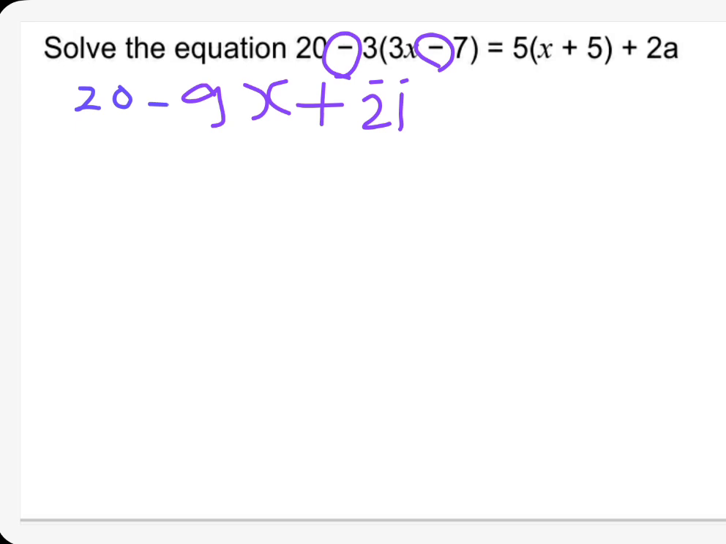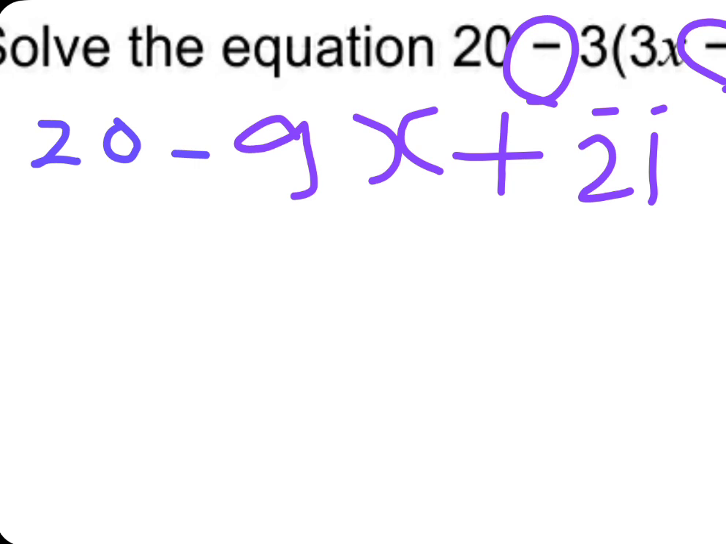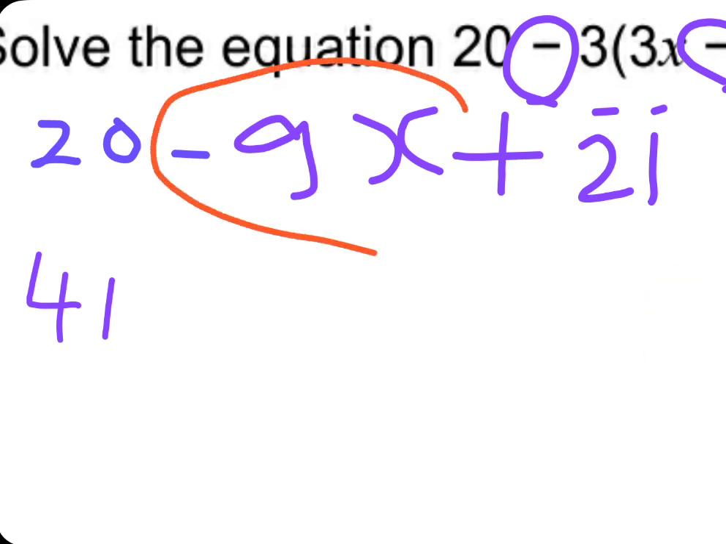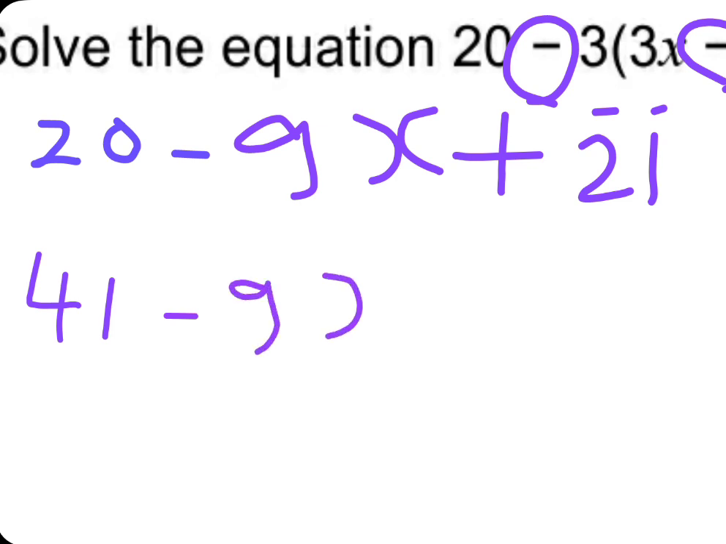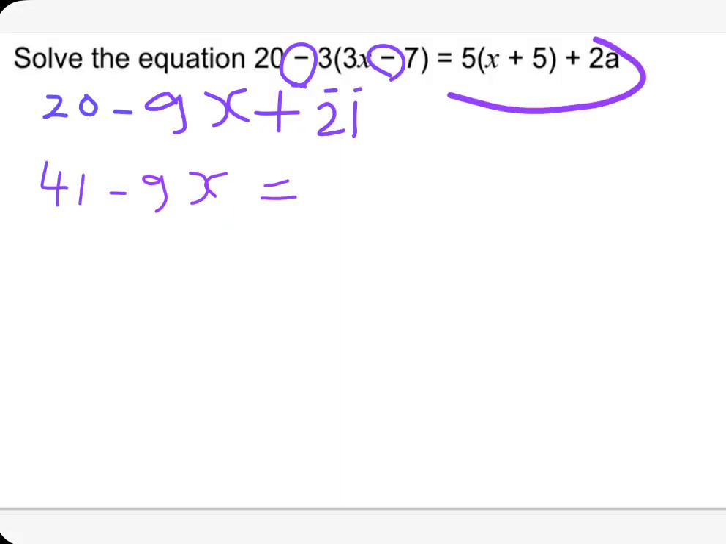Now, in this side, we still have things to do. We have 20 plus 21. We can add them together. Now, I didn't take the negative sign because the negative sign is with the 9. I can't take it. Now, 20 plus 21 equals what? Very good. Equals 41. And then I have negative 9x. I write it here. Negative 9x. Now we completed the first side of the equation.